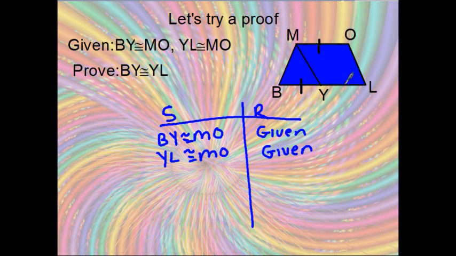YL is also going to be congruent to MO. We should see on our picture that all 3 segments have identical tick marks. It's kind of like having identical numbers to go with them. And what I see here on my proof is that MO is repeated. So for my next statement, I can put in that BY is going to be congruent to YL. My reason is the transitive property. Not so bad, right? Alright, let's move on.